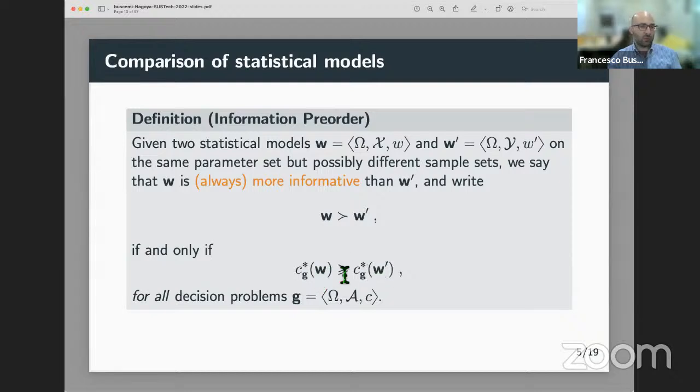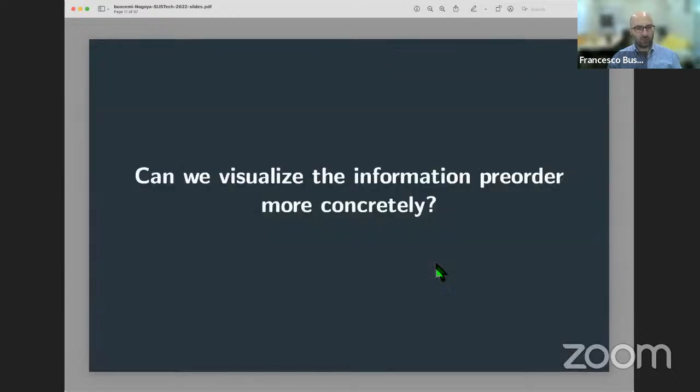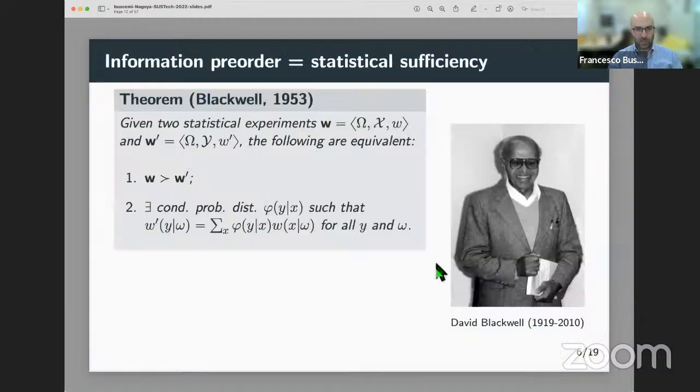So typically this will not happen. That's why this is a pre-order. It's not an order, okay? Typically you will find that two statistical models are just incomparable. So can we visualize this information pre-order a bit more concretely? And the answer is yes.